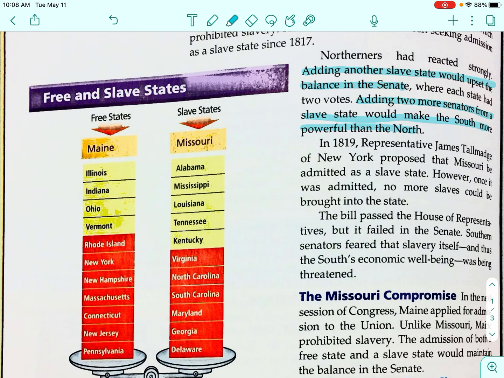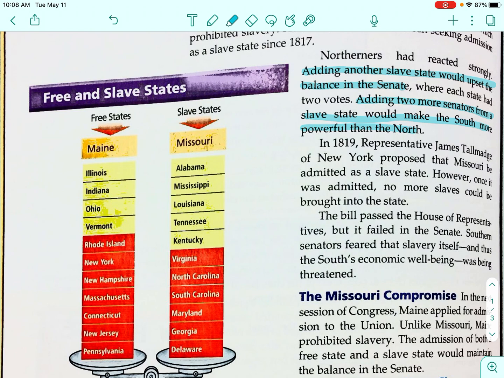So in 1819, Representative James Talmadge of New York proposed that Missouri be admitted as a slave state. However, once it was admitted, no more slaves could be brought into the state. So basically what he came up with was, we'll admit you as a slave state, but absolutely no other slave owner can move into Missouri and bring slaves. The bill passed the House of Representatives, but it failed in the Senate. And from our government unit, you should remember you need both of those to approve bills.